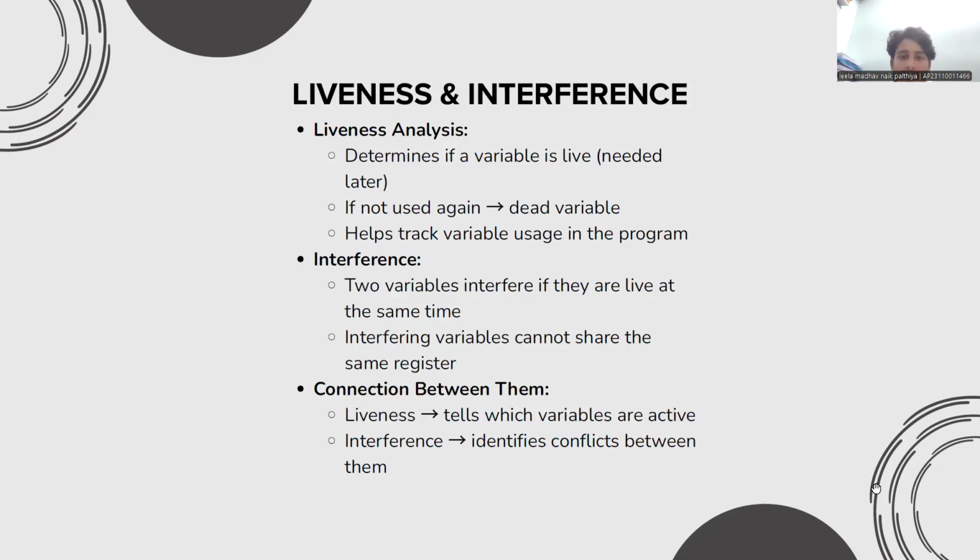Liveness analysis checks whether a variable will be used later. If not, it is considered dead. Interference occurs when two variables are live at the same time. Such variables cannot share the same register. So liveness identifies the active variables and interference shows conflicts.